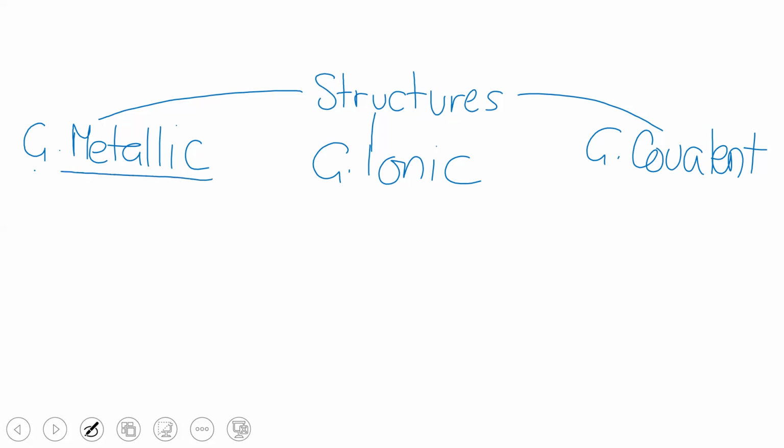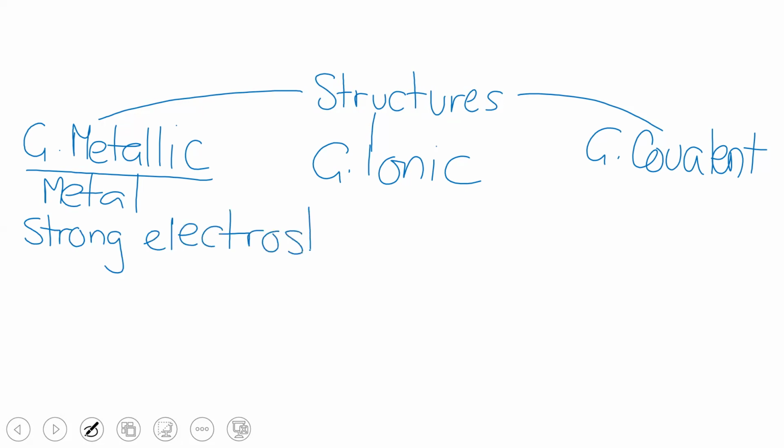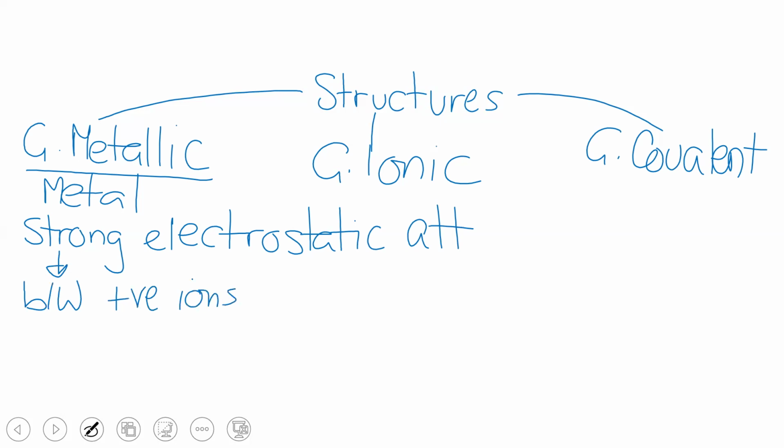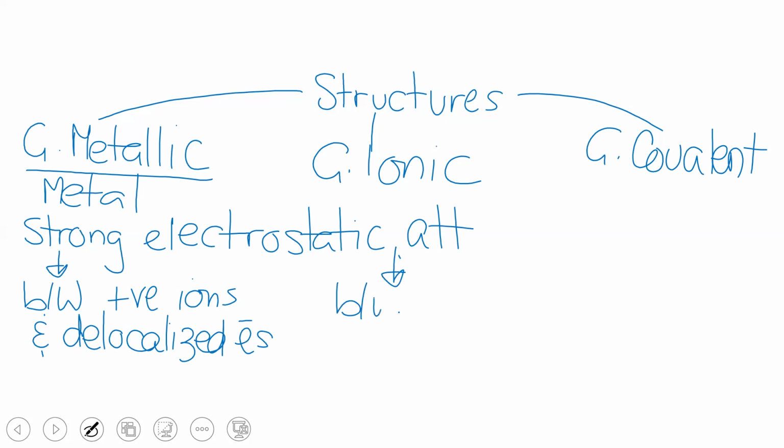So in the case of giant metallic, for example, any metal, explain why iron has a high melting point. Iron is a metal, so it's a giant metallic structure. They have strong electrostatic attraction. And the word electrostatic attraction applies as well to the giant ionic. In the giant metallic, it is a strong electrostatic attraction between positive ions and delocalized electrons. In the case of the giant ionic, the strong electrostatic attraction is between positive and negative ions.